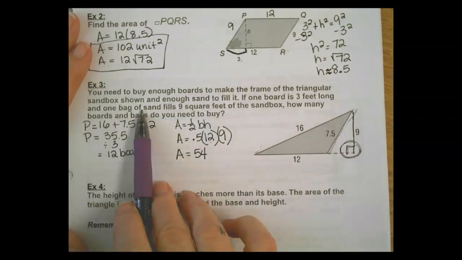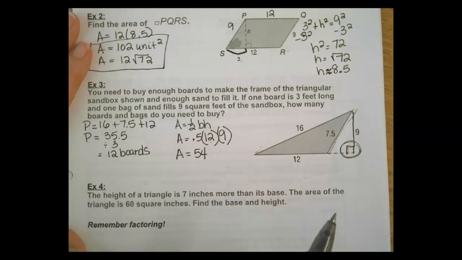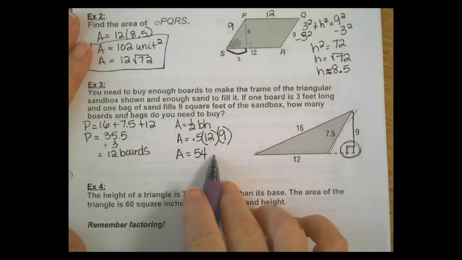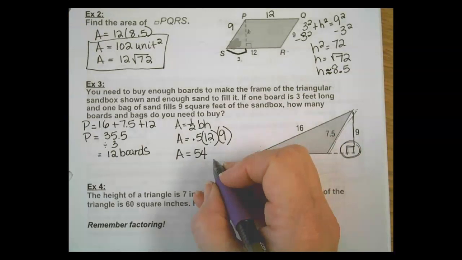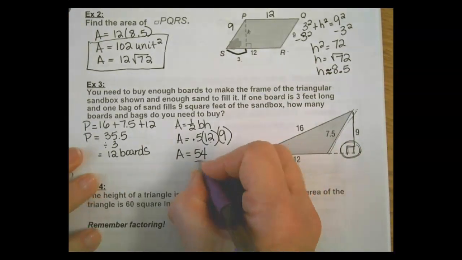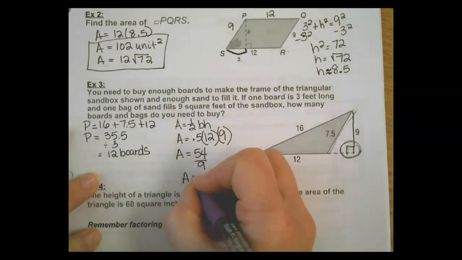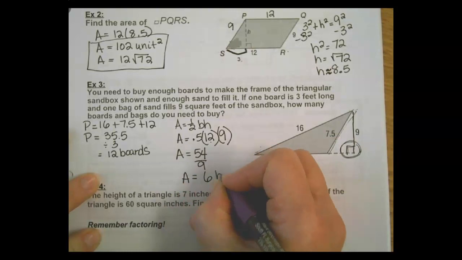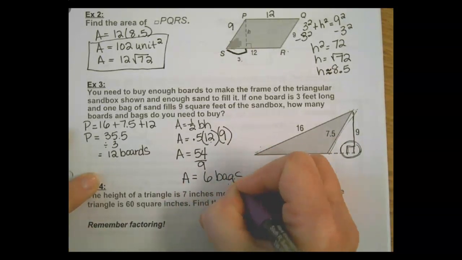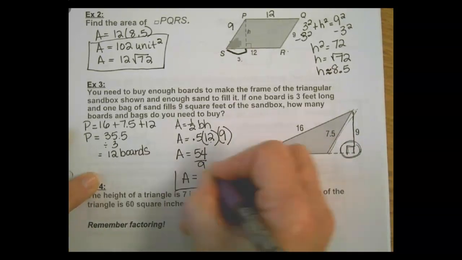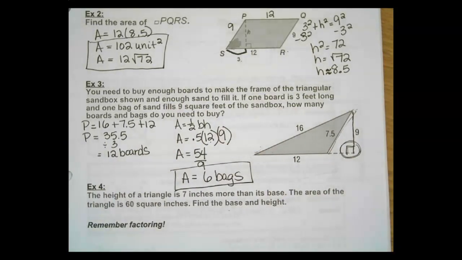And one bag of sand fills 9 square feet. So this is units squared. How many times does 9 go into 54? 6 bags. All right, that was fun.